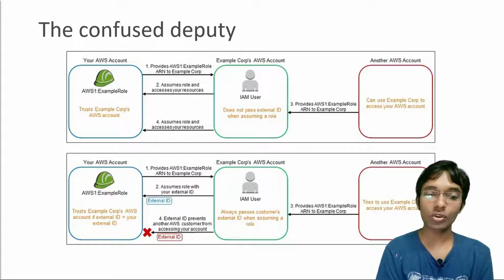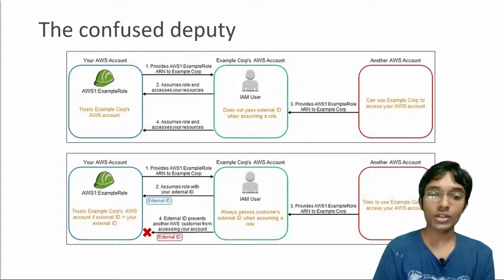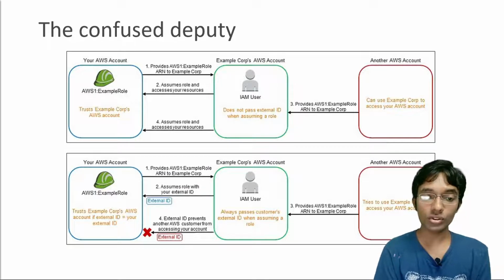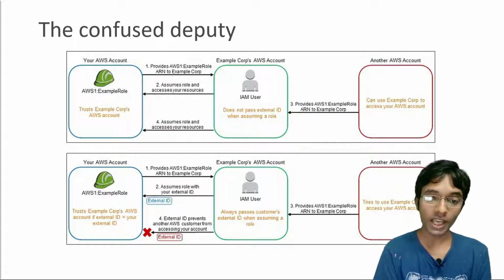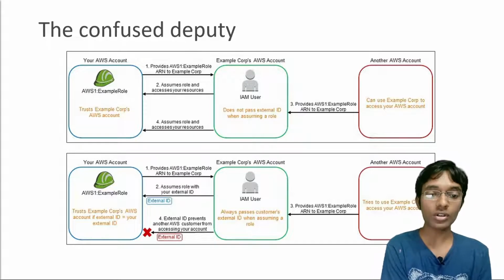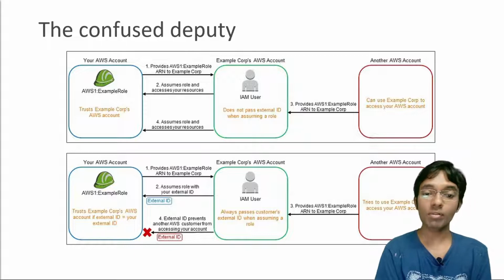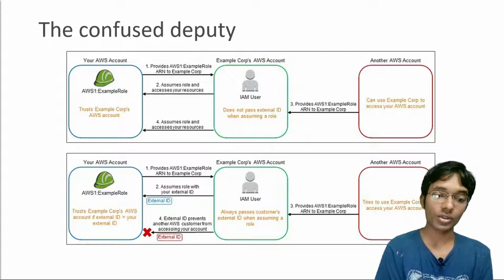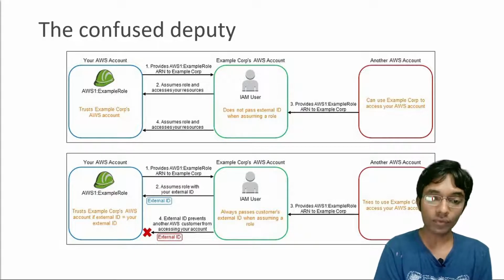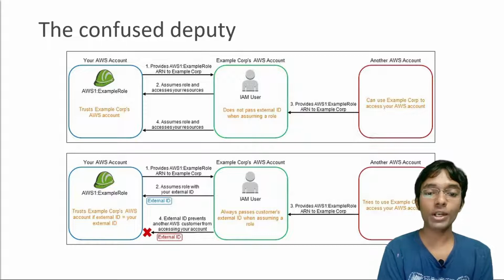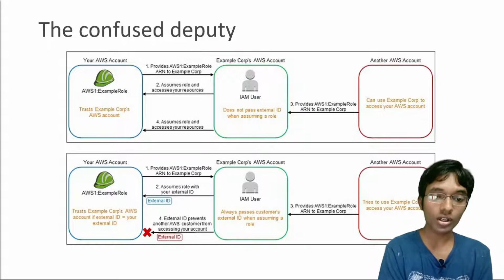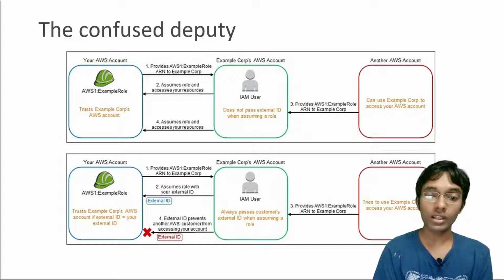and by assuming that role, instead of assuming the role on the right hand side account, it's going to assume roles on the left hand side account, without knowing it. And so therefore it's going to think that it's performing actions on the right hand side account, but actually it performs actions on the left hand side account. And this is called the confused deputy. Because the account in the middle is confused, it thinks it's going to operate on the right hand side account, but it actually operates on the left hand side account.